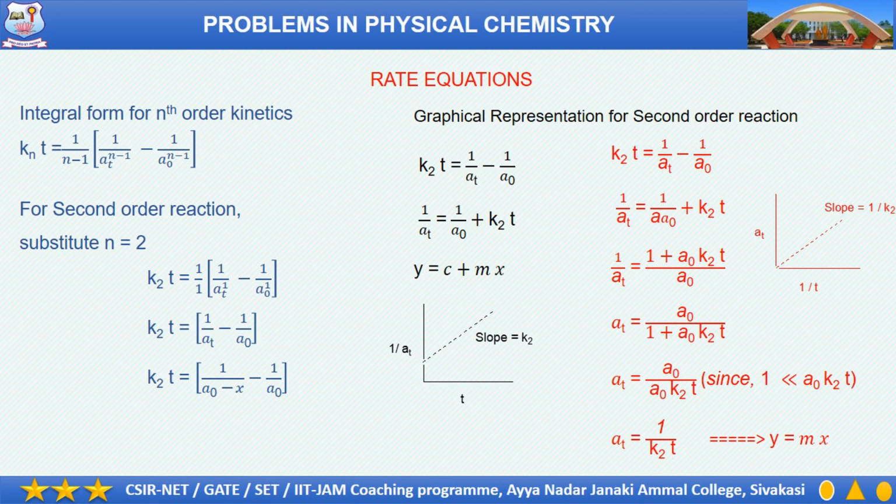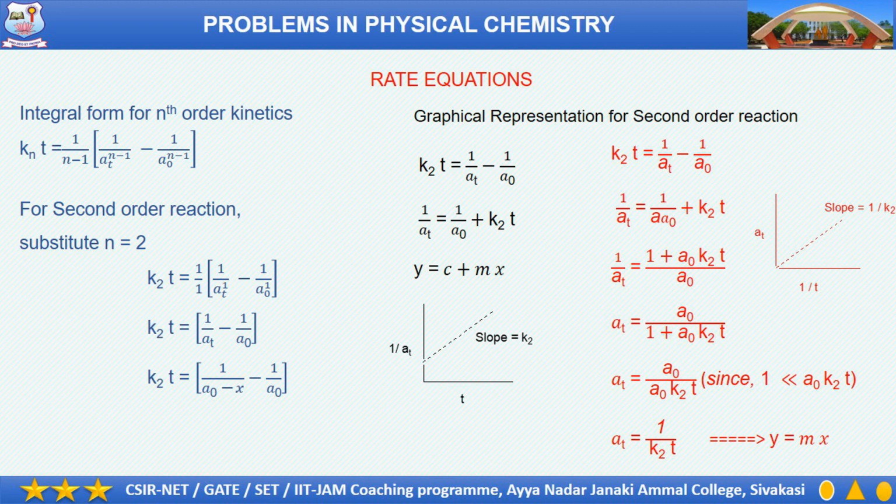Or otherwise you can rearrange this equation such that 1/A_t = 1/A_0 + K2·t. Now you have to plot 1/A_t on the y-axis versus t on the x-axis. You will get a straight line with a positive slope and an intercept. It is not passing through the origin; that intercept is equal to 1/A_0. This is how 1/A_t versus t is plotted.